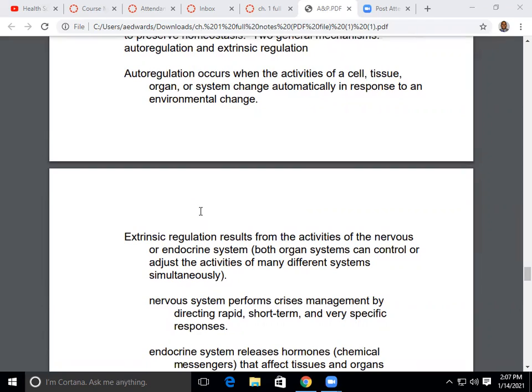Extrinsic regulation results from activities of either your nervous system or your endocrine system. Both organ systems can control or adjust the activities of different organ systems at the same time. They are sort of your body's control center. The nervous system controls through nerves and nerve impulses. The endocrine system controls through hormones.